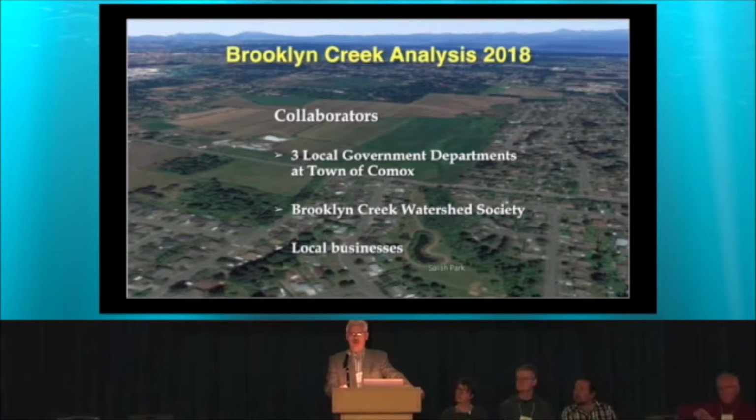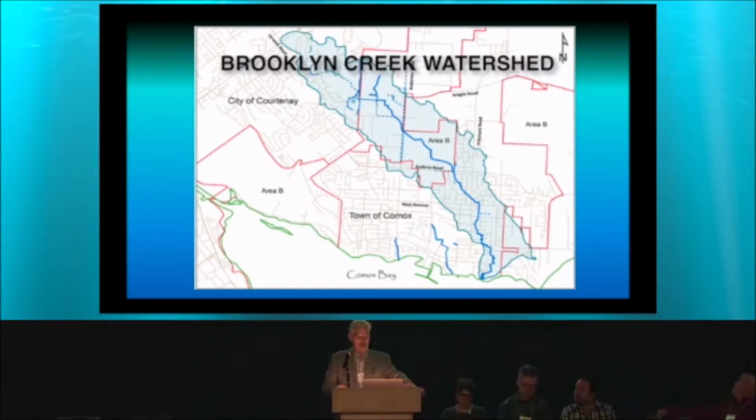Let's look at the Brooklyn Creek analysis quickly, where we use the ecological accounting process to look at the watershed. The focus was the town of Comox, which has jurisdiction in the lower portion of the watershed. Three departments in the town of Comox collaborated, as did the Brooklyn Creek Watershed Society and various organizations in the community, including local businesses. The watershed, as I mentioned, has three areas.